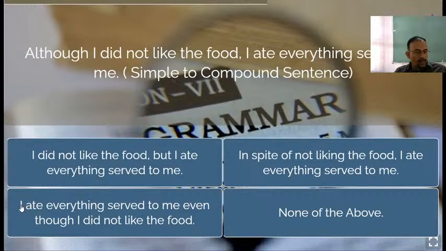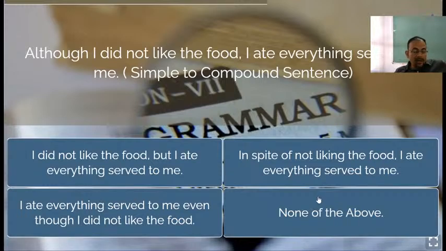Next, "I ate everything served to me even though I did not like the food." See, here also there are two parts: "I ate everything served to me" and "even though I did not like the food." In these two parts, "I ate everything served to me" is independent in nature. Independent means it is not depending on any part of the sentence, but "even though I did not like the food" is depending on the first part, so it is also not fulfilling the criteria of a compound sentence, which is two different independent sentences. Here there is only one independent sentence and the second one is dependent. That is why we can rule out option C also.